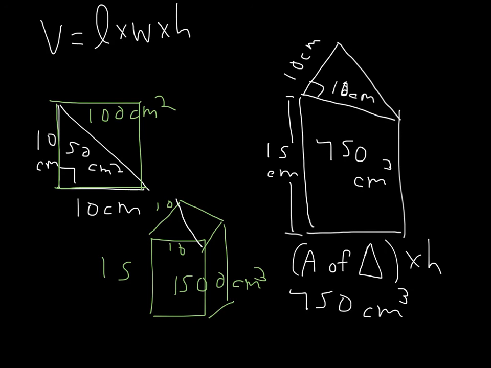That, remembering that the triangle is half of a rectangle with the same base and height, is really the only difference, and it makes it a lot easier to find the volume of a triangular prism.